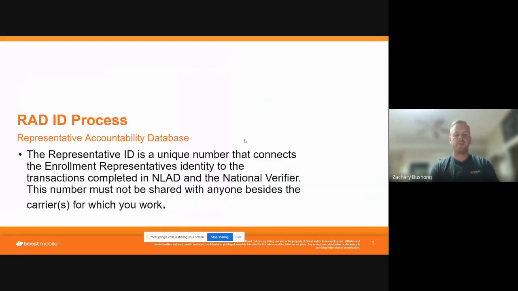The first of those 4 steps is that you need to be onboarded into this process. So you're going to need a RAD ID. What the heck is a RAD ID? I'm glad you asked. A RAD ID is a representative ID, a unique number that connects the enrollment representative's identity to the transactions completed in the NLAD and the national verifier. This number cannot be shared with anyone besides the carrier you work for. Basically, you have to have this code in order to be legally authorized to sell this program. So it's very important that you have one, and let's show you how to get one.